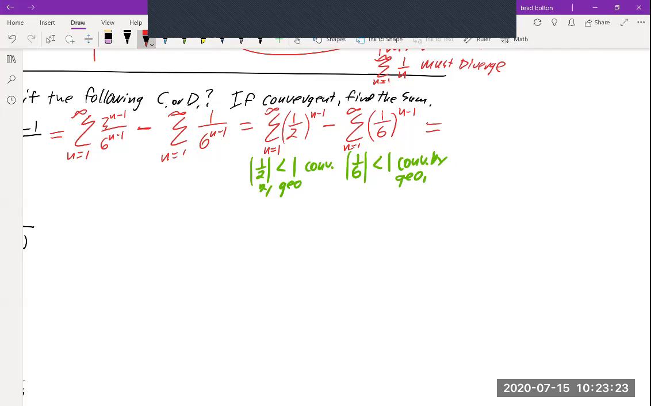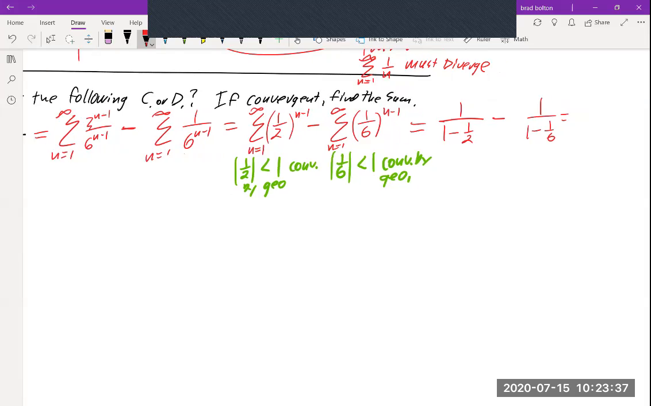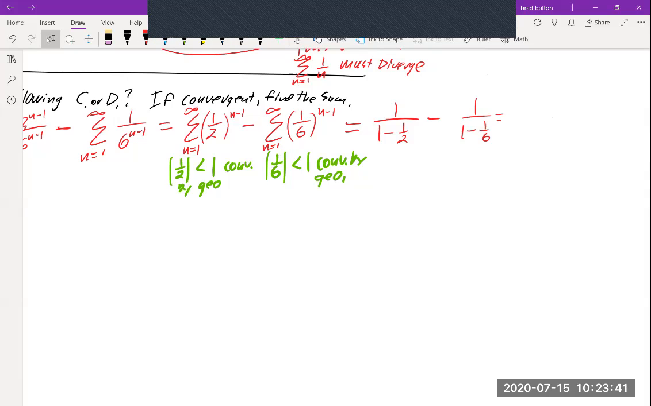The first term, if we start at 1, would be 1/2 to the 0, which is 1. So this would be 1 over 1 minus r, which is 1/2, minus 1 over 1 minus 1/6. So this will become, let me see here, 1 divided by 1/2 minus 1 divided by 5/6. So this will become 2 minus 6/5, which will become 4/5, I believe. Let me just double check that on my calculator. Yeah, just wanted to make sure. I was pretty sure. Okay, so then that would be our sum.